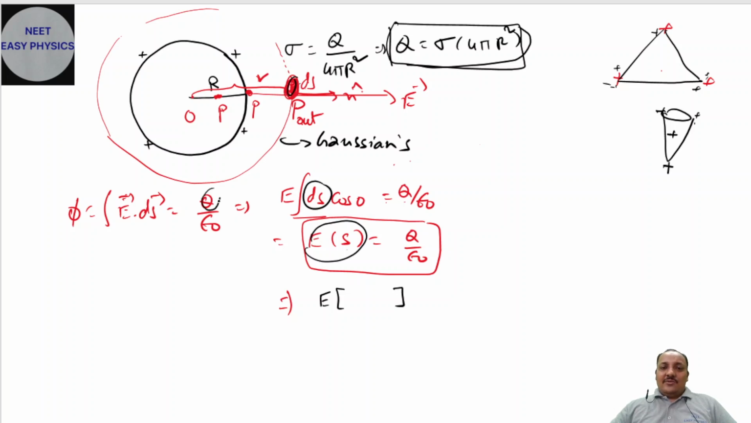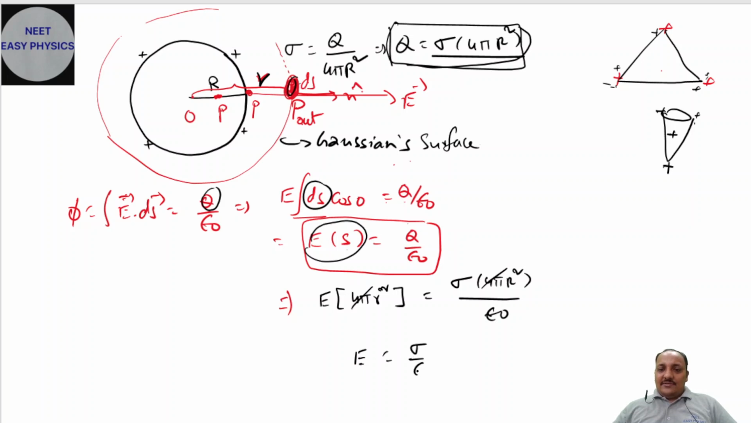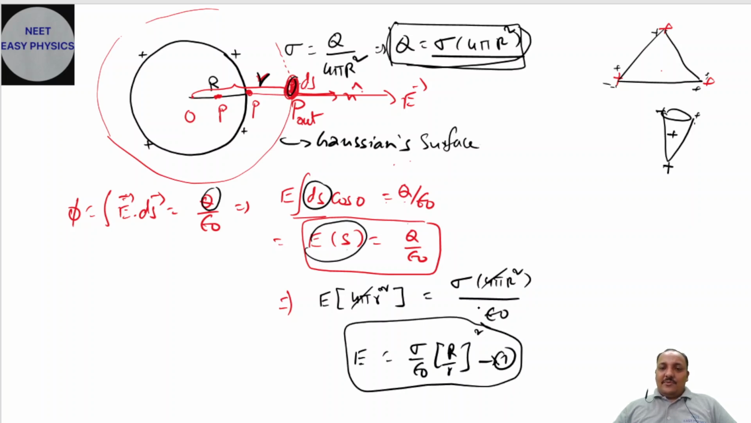The charge enclosed by the surface, that surface is nothing but the Gaussian surface. So what is the surface area of the Gaussian surface? It has radius small r. Therefore, 4 pi r square. What is Q? We already got it: this is nothing but sigma into 4 pi capital R square. You can leave it as Q also, no problem. So 4 pi got cancelled, which means E is equal to sigma by epsilon naught into capital R by small r whole square. This is one of the important equations.